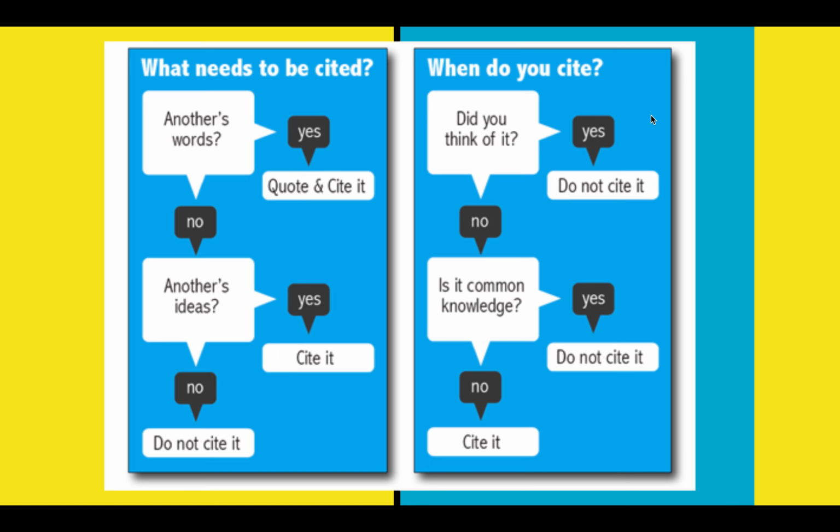I really like this flowchart. It's really handy for a quick reminder of what needs to be cited. Is it in another person's words? If so, we quote and cite it. Is it another person's ideas? Even if you put it into your own words, you do need to cite it, except if it's what we call common knowledge, which is addressed in the second half of this flowchart.